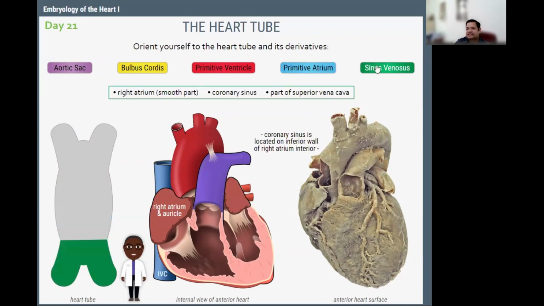Now the last part is sinus venosus. Sinus venosus is the last end of the primitive heart tube, you can understand, which is going to form the right atrium, smooth part, coronary sinus, and part of superior vena cava. The coronary sinus is actually located on the inferior wall of the right atrium, which is on the back side, and the rest you can understand this is the right atrium, smooth part only. The rough part was already formed with the help of primitive atrium. Coronary sinus and superior part of the vena cava, these things will be formed from the sinus venosus. So these are five basic parts of our heart tube, which in future are going to develop the heart.